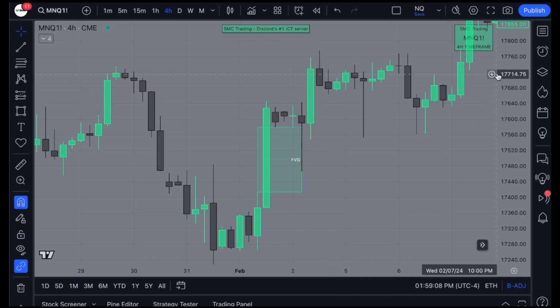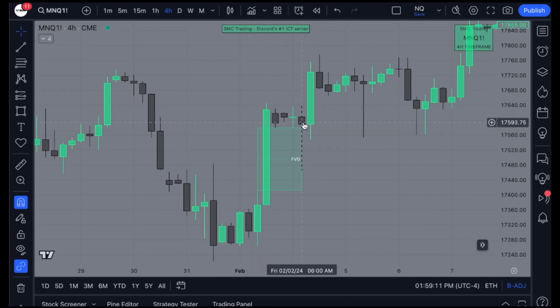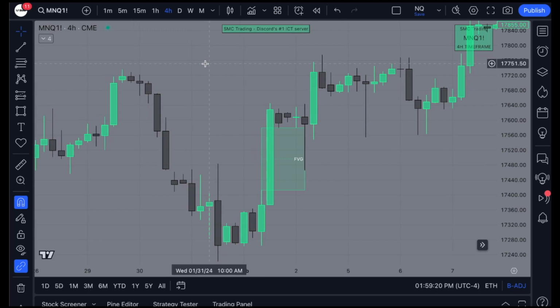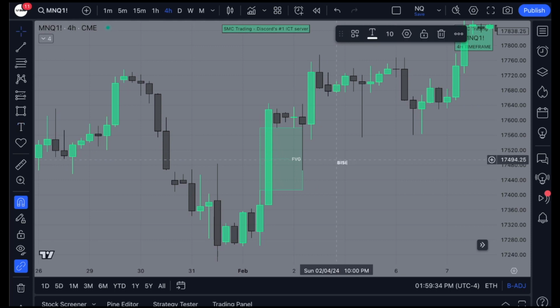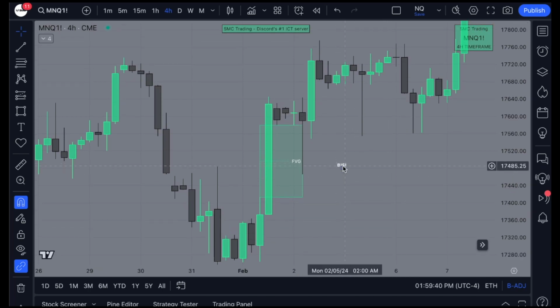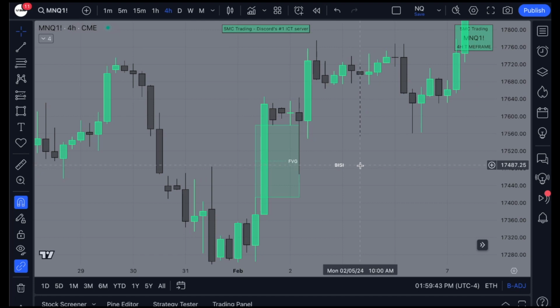So when using them as a long entry, you want the price to come into discount, ideally, and then you want to take the trade long. You would be targeting some liquidity here, but that's for another video. So yeah, bullish fair value gap. These will be referenced as BISIs, which means buy side imbalance, sell side inefficiency. And that's what I call them in my TA and what many will call them.